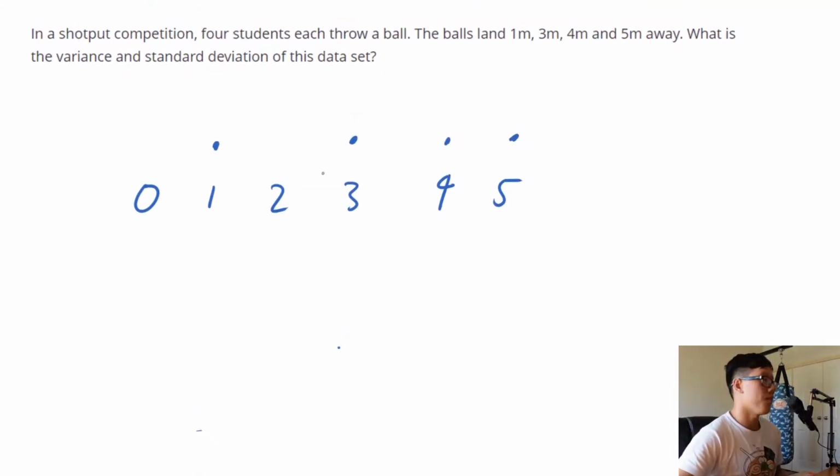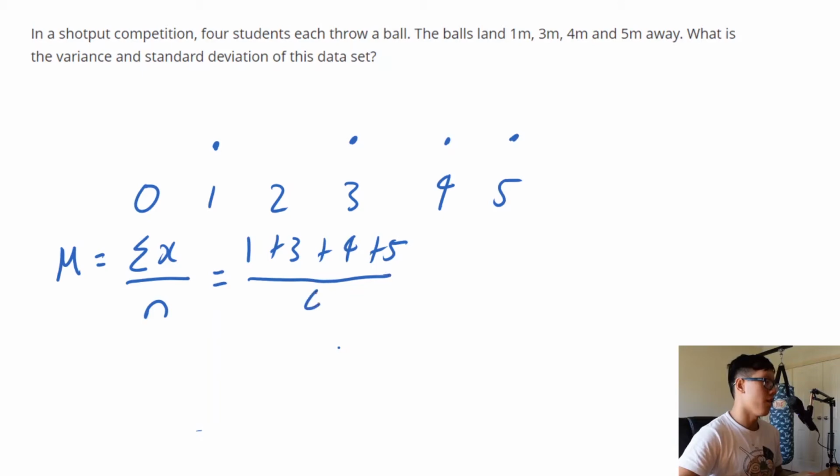The question wants us to find the variance and standard deviation. So the first thing we need to do is calculate the mean, because that's required as part of the calculation for variance and standard deviation. If we remember, the mean, denoted by mu, is simply the sum of each value divided by the number of values. So that would be 1 plus 3 plus 4 plus 5 divided by 4, because there are 4 values. I get 3.25 meters. So we have a mean, it's around here. I'm going to denote it by this red line, and it tells us that the average distance that the ball is thrown is 3.25 meters away.